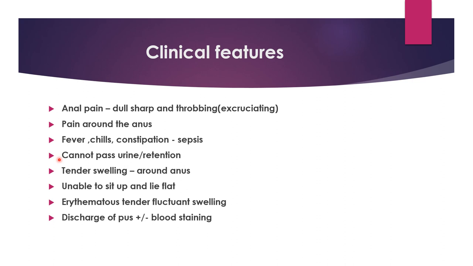In some patients, they have difficulty in passing urine. Sometimes, especially in male patients, they can have acute retention of urine. And they are unable to sit up or lie flat in the bed due to severe pain. On examination, they will have a perianal swelling, which is very tender, like in this patient. And then the skin overlying this tender lump will be very erythematous and fluctuant, indicating it contains pus. At times, there can be frank discharge of pus with or without staining of blood. There is rarely very profuse bleeding due to perianal abscess.